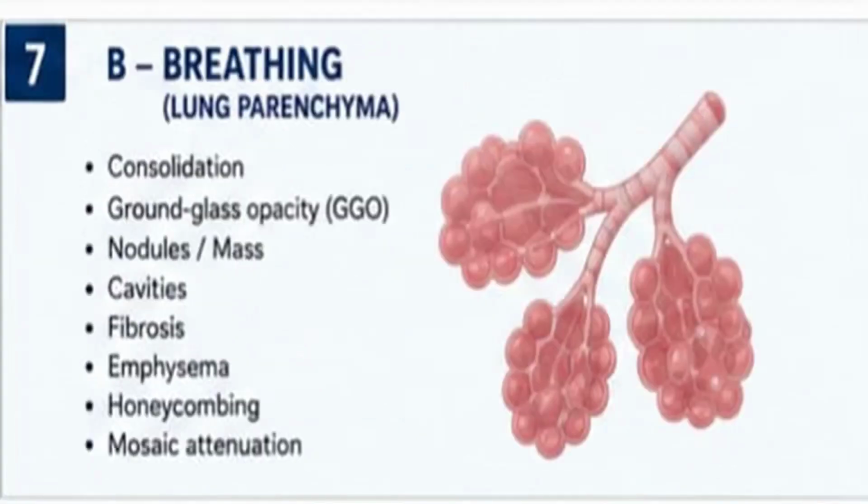Next, evaluate the lungs themselves. Look for consolidation, ground glass opacity, nodules, masses, cavities, fibrosis, emphysema, honeycombing, or mosaic attenuation. Always compare both lungs from top to bottom.